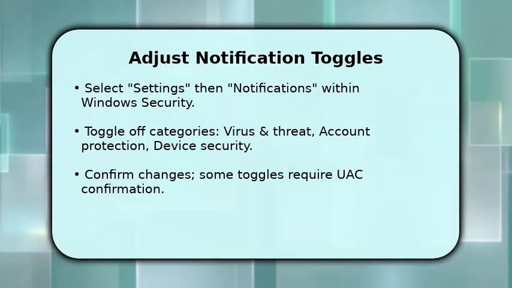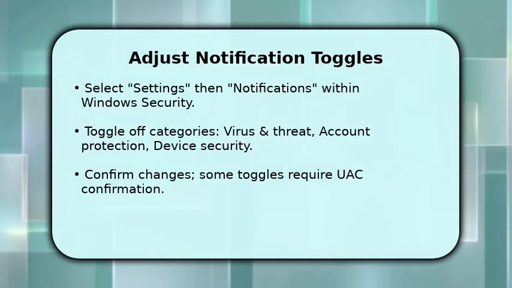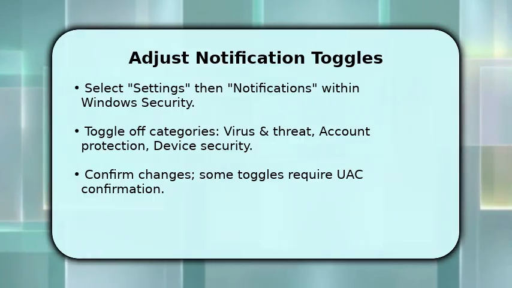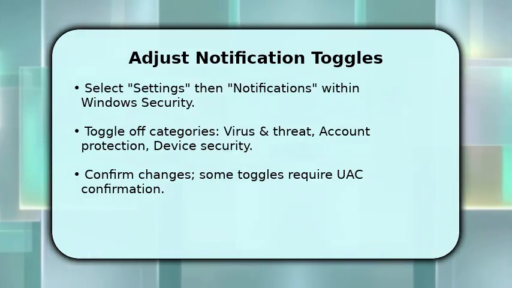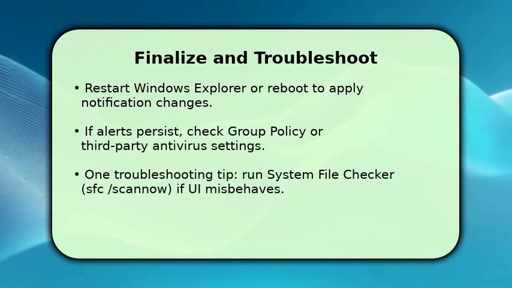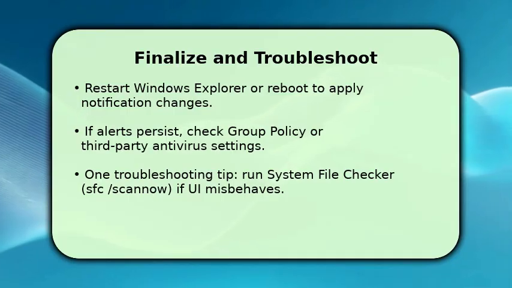Once you turn them off, Windows may still show critical alerts. That's controlled separately. Make sure to read each label so you disable only what you want. After adjusting, give Windows a moment to register the new preferences. Finish by restarting Windows Explorer or simply rebooting. This ensures the notification service reloads with your new settings.